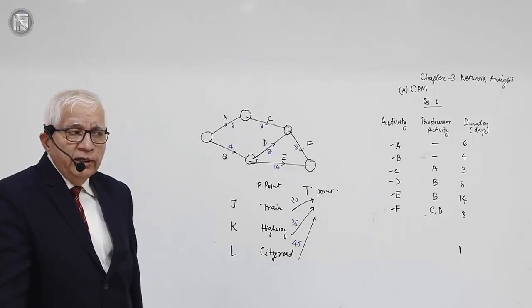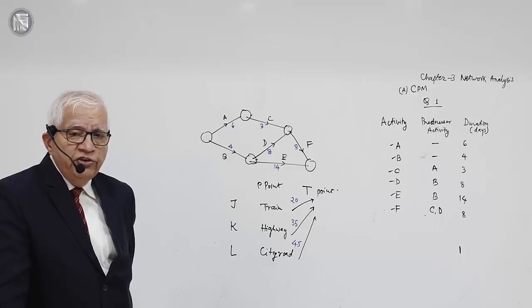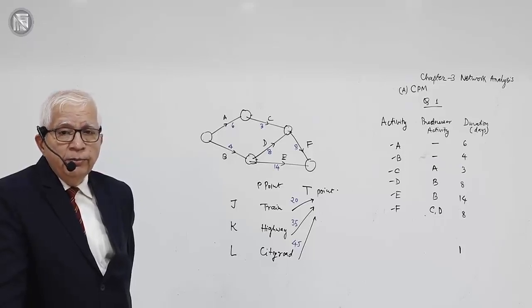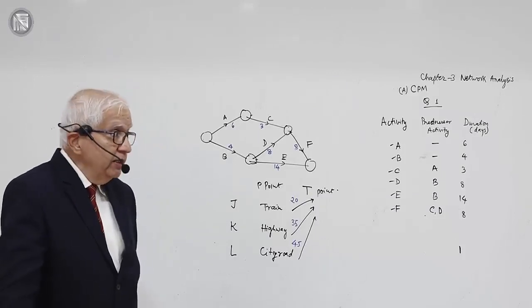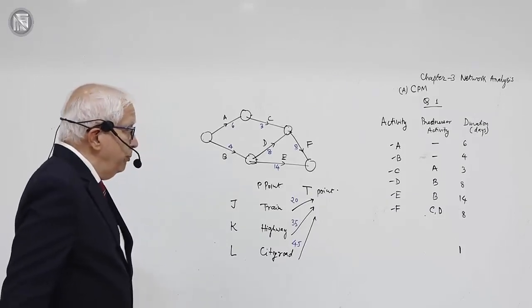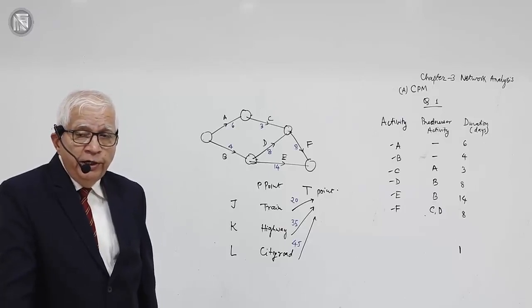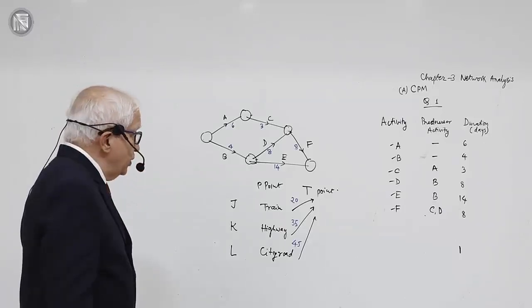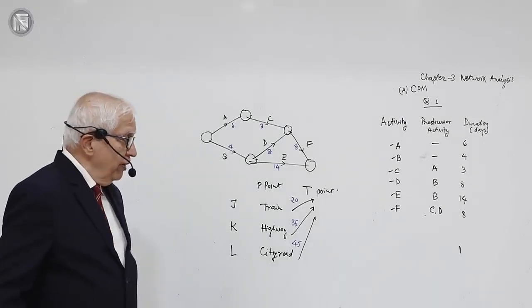The condition is that the activity, or the project itself, can start only when all three teams J, K and L reach point T. They are starting at the same time from point P. Their destination is point T. One team takes 20 minutes, one team takes 35 minutes, and the last team takes 45 minutes.